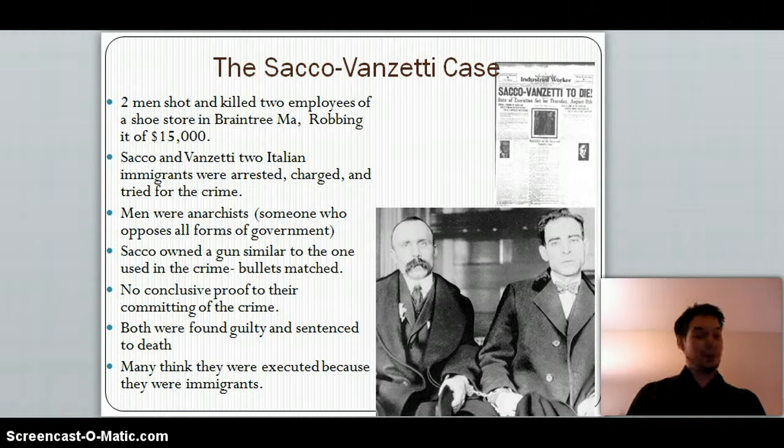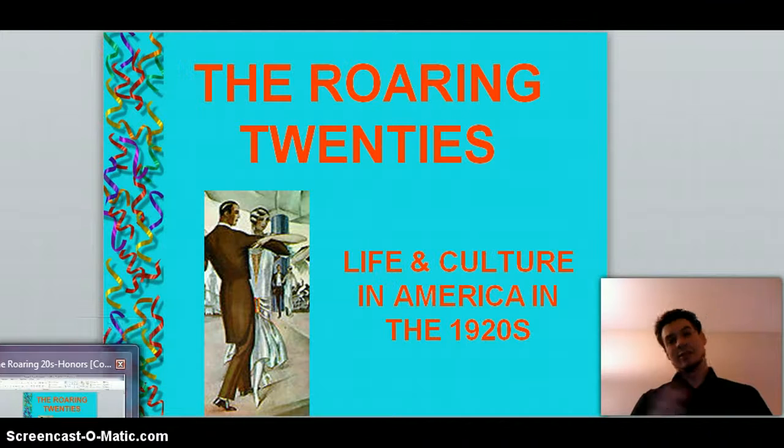And so both were found guilty and sentenced to death. And then many think they were executed simply on the fact that they were immigrants. And again, that is very true with this nativist attitude during this time. Okay, but that's the sad part of the 1920s and the early 1910s.